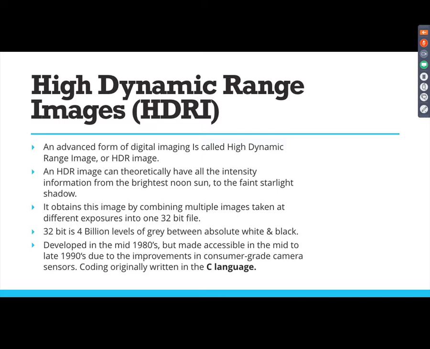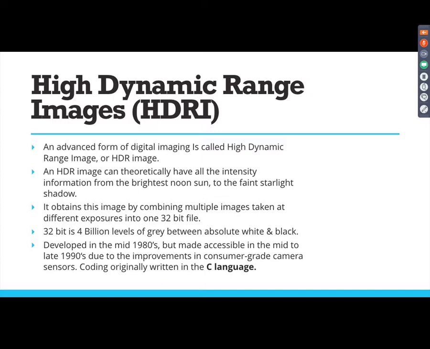Having all of that information allows us to use it for color and lighting. So it can theoretically have all the intensity information from the dimmest starlight or candlelight to the brightest sun at noon that we can record.